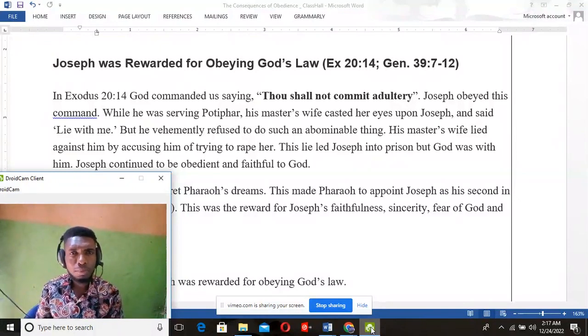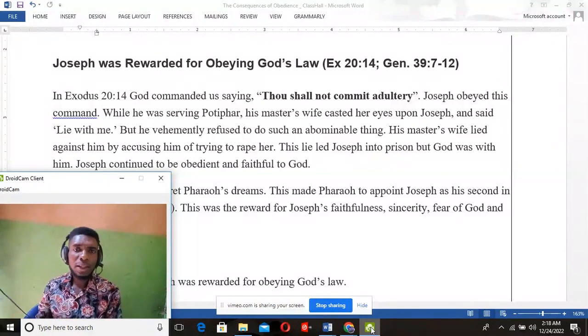So Pharaoh woke up, and after a while he slept again. He had another dream. He saw a very beautiful and healthy looking grain being swallowed up by a hungry looking grain. So in the morning he was troubled, seeking someone to interpret his dream.